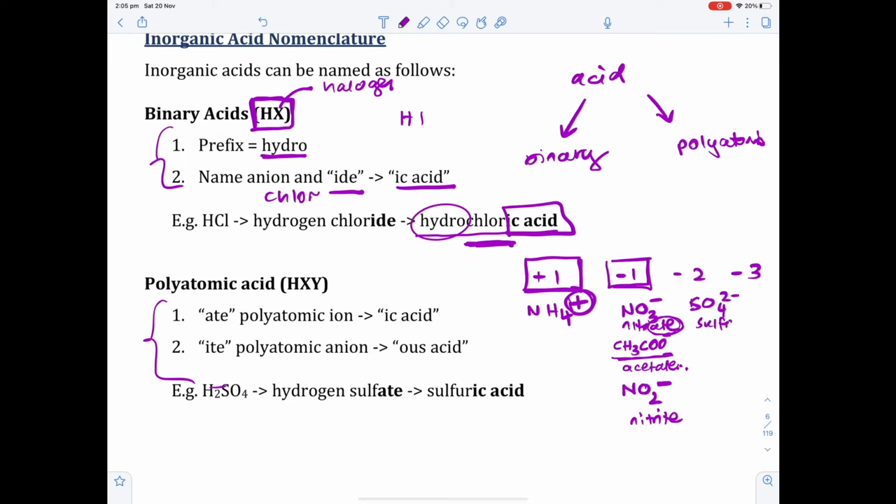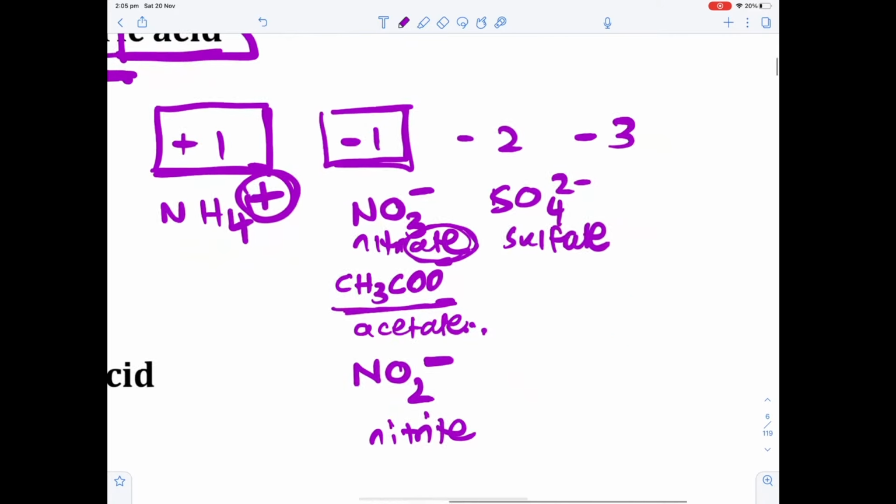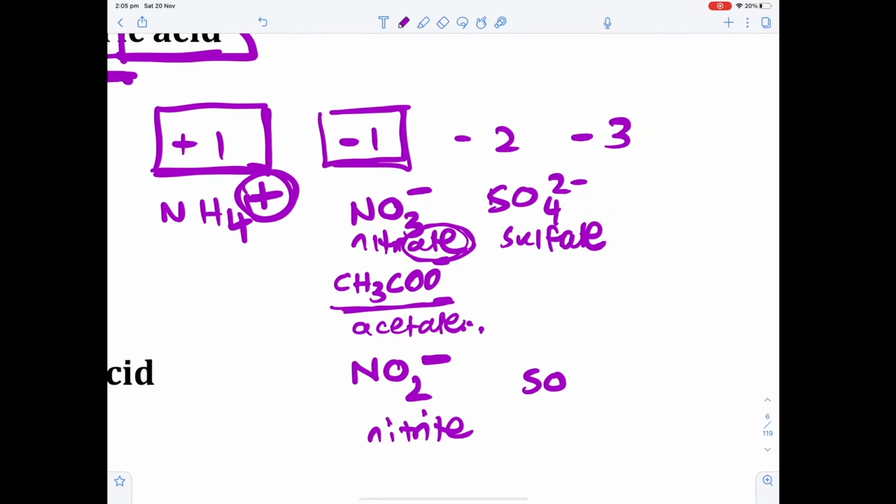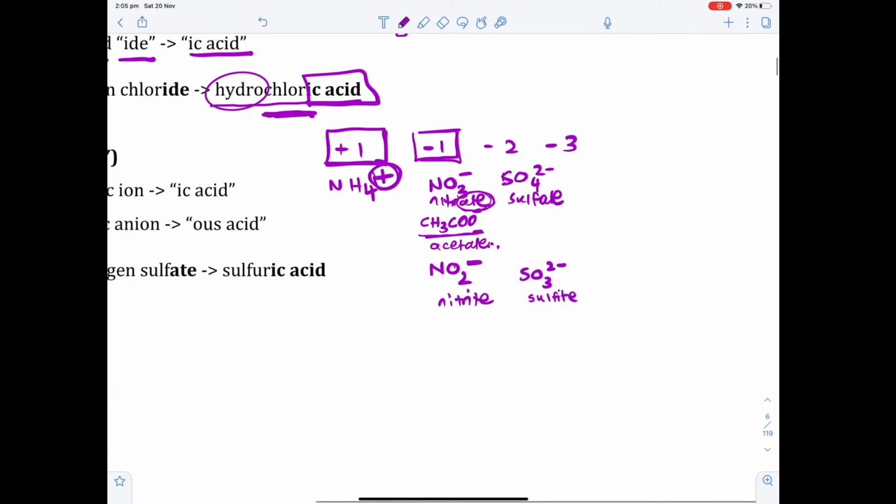Yeah, so this is your sulfate. So there must be a SO3 2 minus. Rabab, what would you call that? Sulfite. Yeah, sulfite. Very good. What else do we have for negative 2?